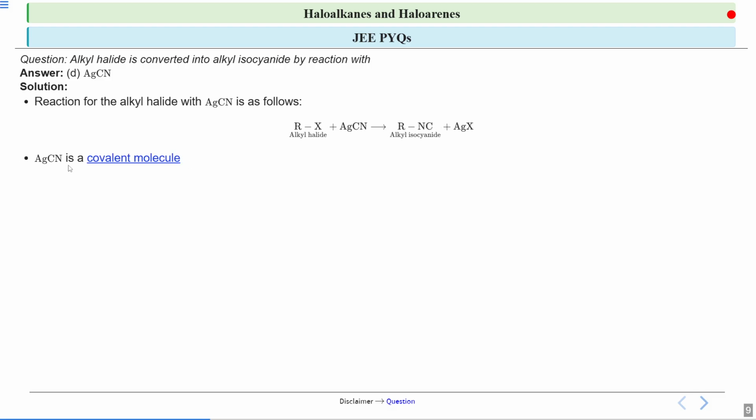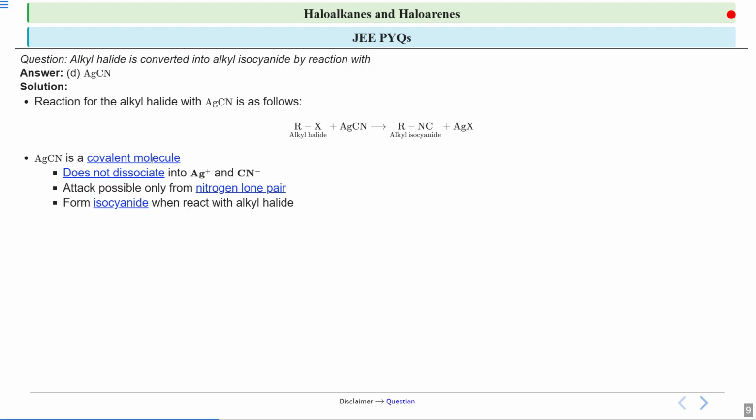So AgCN is a covalent molecule. It is not ionic, due to which it does not dissociate into silver positive and cyanide ion. And due to that, the attack is possible only from the nitrogen lone pair. So if AgCN does not dissociate into ions, then how is it going to bind with the alkyl group? It will bind to the alkyl group through the nitrogen lone pair. The lone pair present on the nitrogen will bind to the alkyl group and form isocyanide when it reacts with alkyl halide.